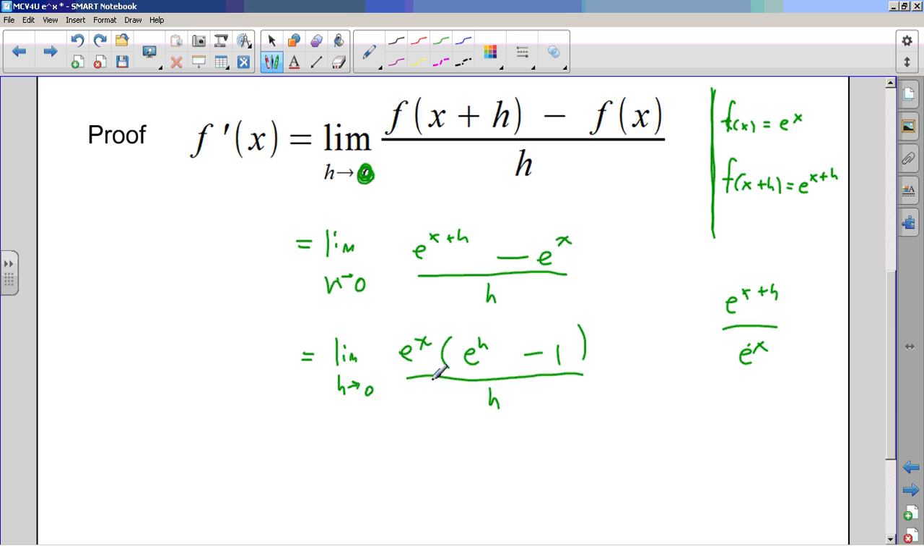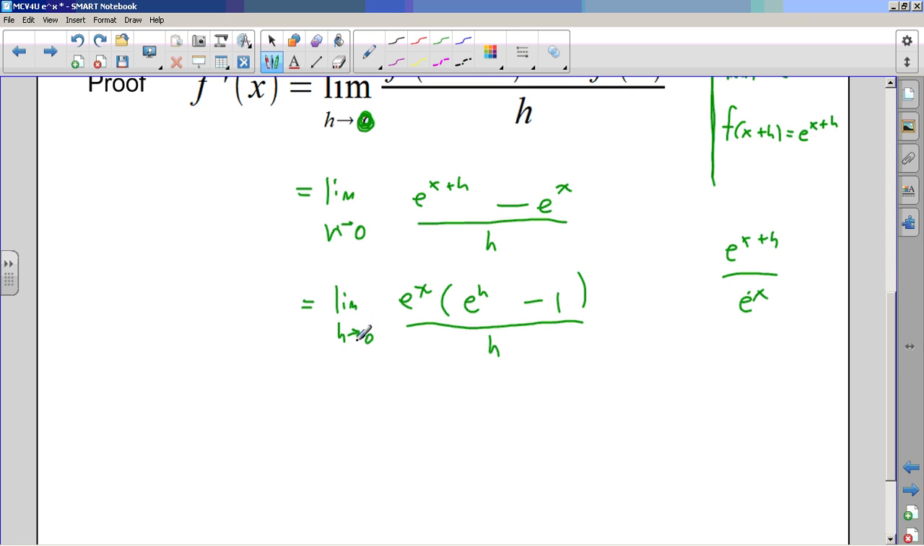That's silly. H tends to 0 because that's the slope, right? The slope over smaller and smaller intervals. This h has nothing to do with the e to the x. As it goes to 0, this is always going to be e to the x, even though it's a function, sure. But I can pull that out front because it doesn't have anything to do with our limit index. It has nothing to do with h, so I can pull it out front.